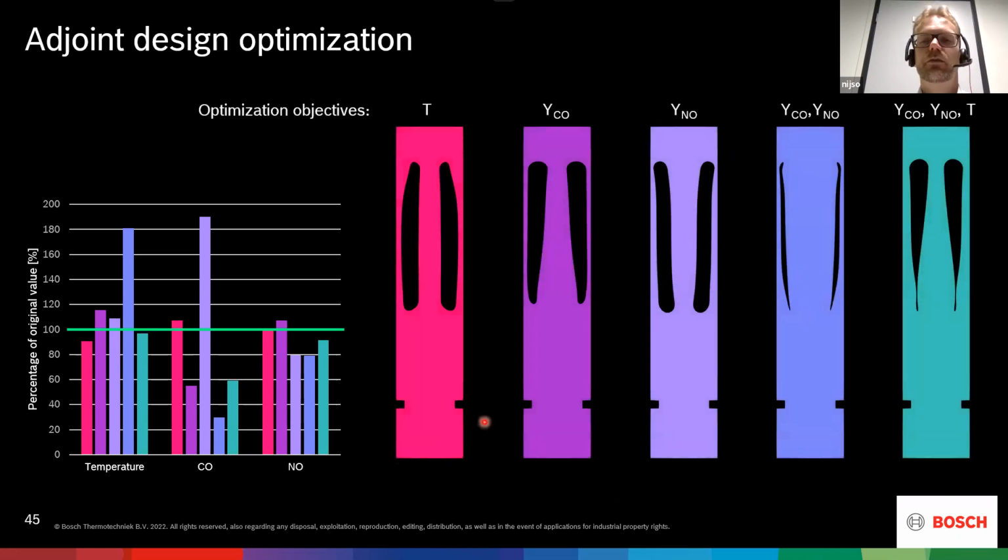So here we see the heat exchanger geometries next to each other. The shape change for all these optimizations is quite large, and it is clear that manufacturability might be an issue, especially for the multi-objective optimized geometries. And this is actually part of ongoing research.